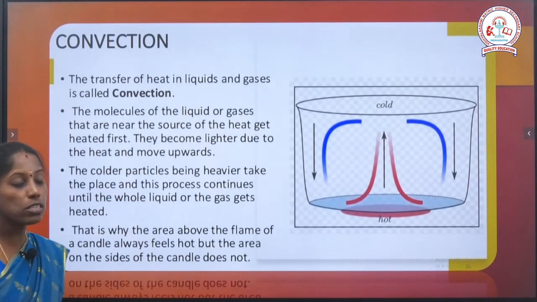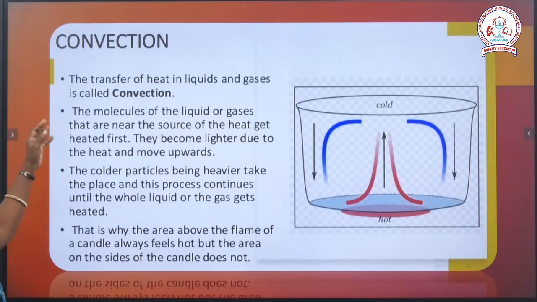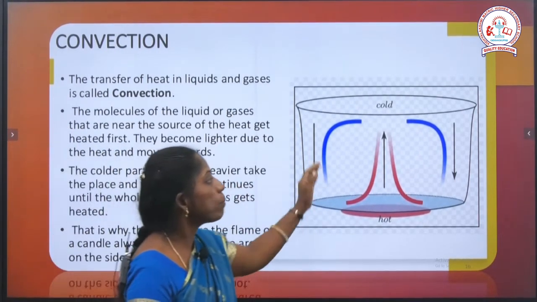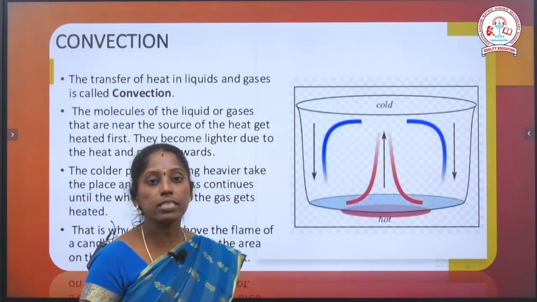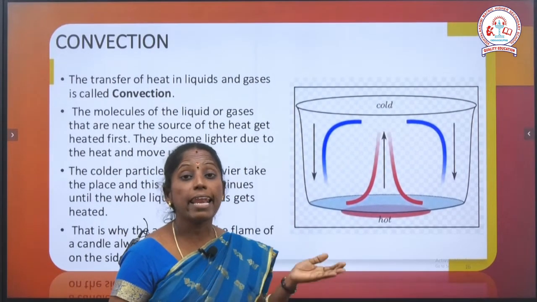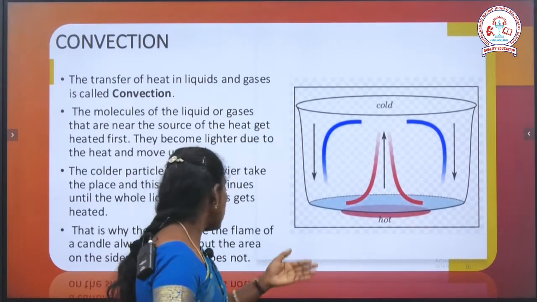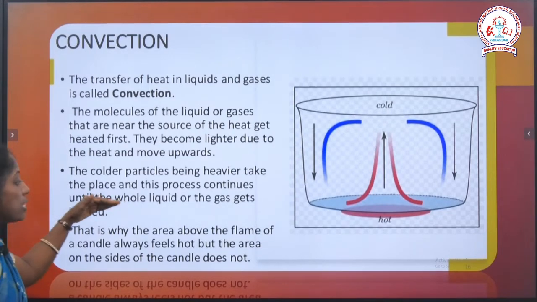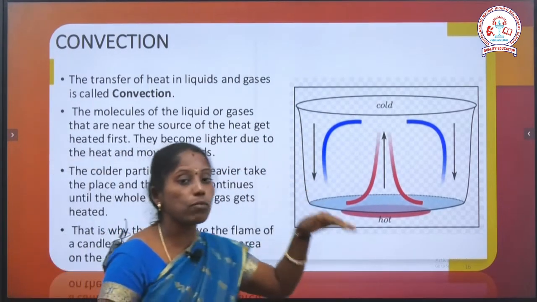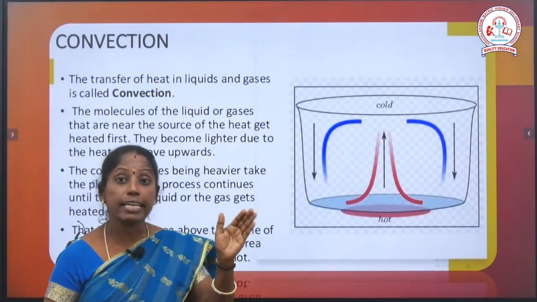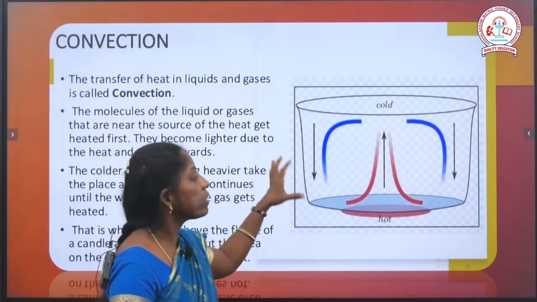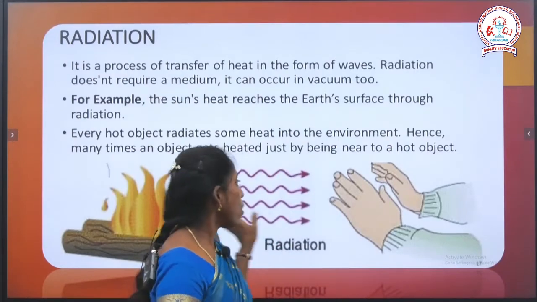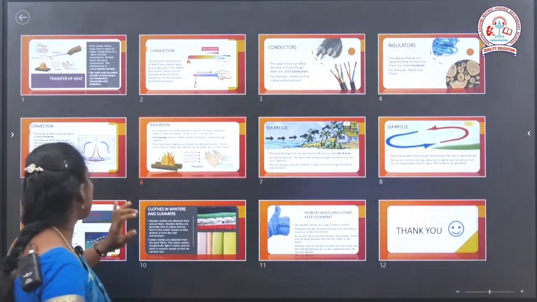So what is convection? The transfer of heat from the hotter part to the colder part, that we can call as convection. It takes place in liquids and gases. That only happens because the colder particle, being heavier, takes the place, and this process continues until the whole gas or liquid gets heated. The particles move from bottom to top.